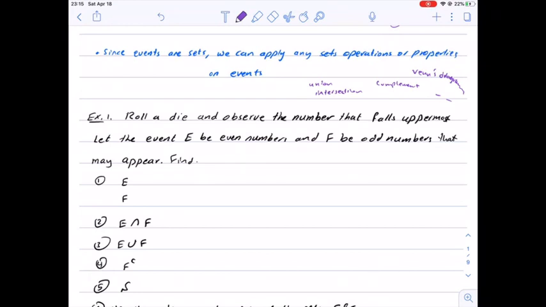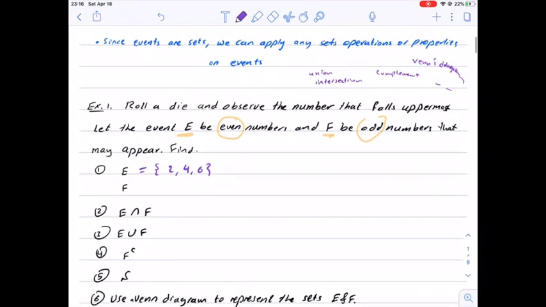Now let's start with example 1, the discussion about basics of probability. So if we roll a die and we observe the number that falls uppermost, and we let E be the set of even numbers that are included in this experiment, and F denotes the event that consists of odd numbers. We want to find the sets E and F.